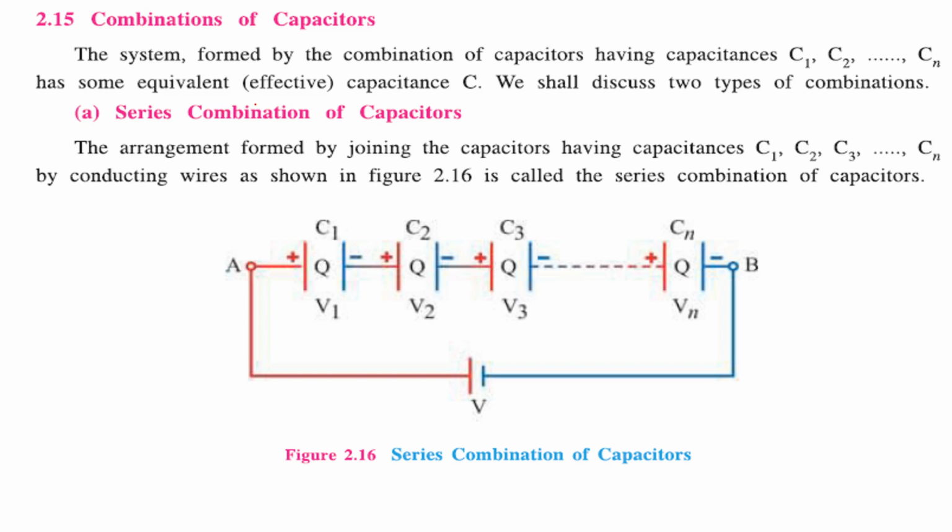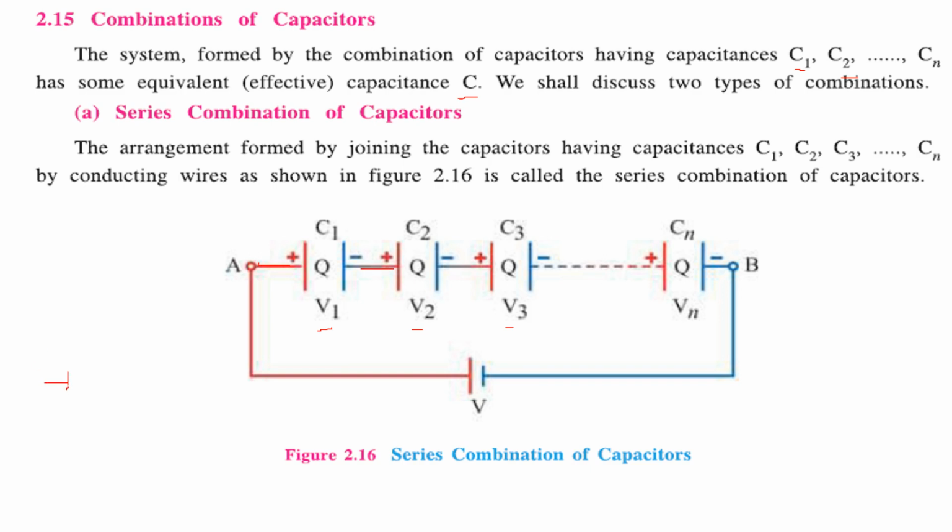Combinations of capacitors. There are different capacitors, and they can be placed in various combinations. If we have capacitors, say C1, C2 and Cn, they have some equivalent effective capacitance when arranged together. We'll discuss the most often used combination, the series combination of capacitors. The arrangement is made by joining these C1, C2, Cn by conducting wires. These are the wires, and they are joined like this, in series.